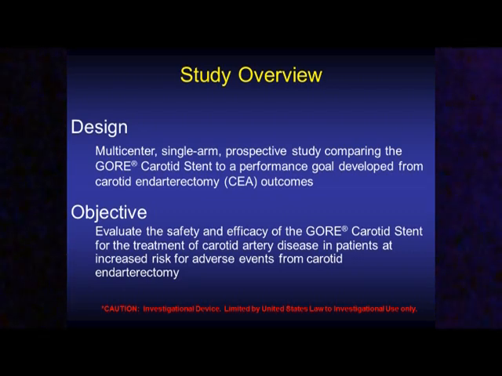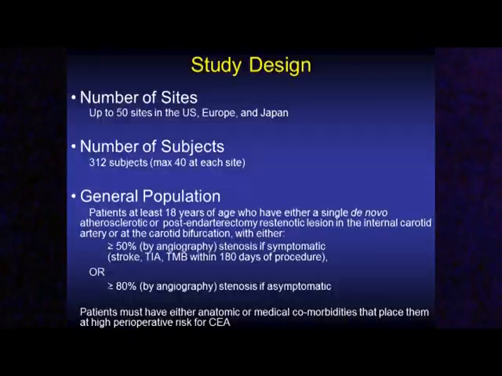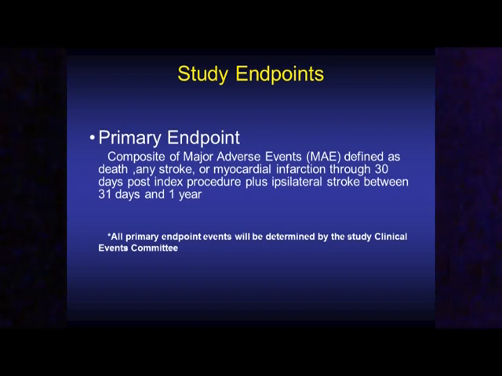The study is a multi-center, single-arm prospective study comparing the Gore carotid stent to a performance goal developed from carotid endarterectomy outcomes. And again, it combines this new stent with the Gore distal filter. The number of sites is up to 50 in the United States, number of subjects 312. Just to give you an update, the trial has been completed very recently with 100 patients already enrolled. Primary endpoint: composite of major adverse events defined as death, any stroke, or myocardial infarction through 30 days.